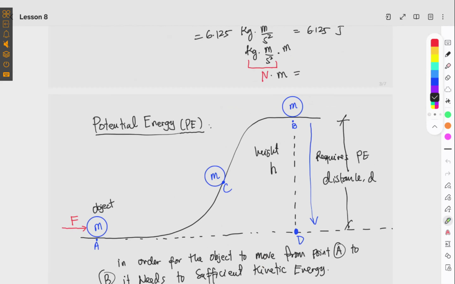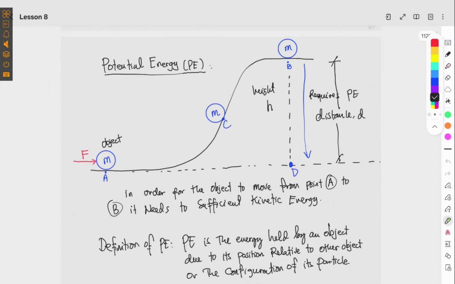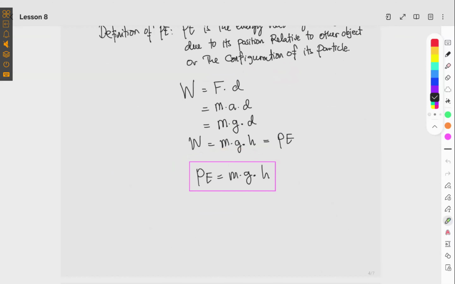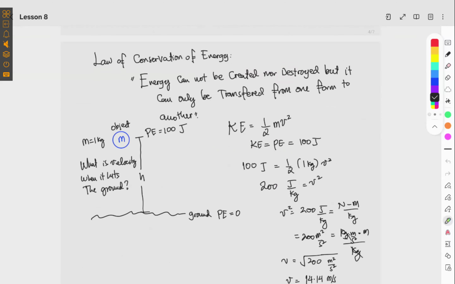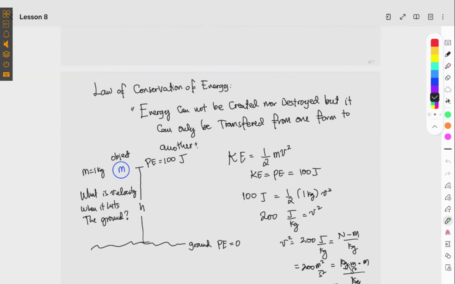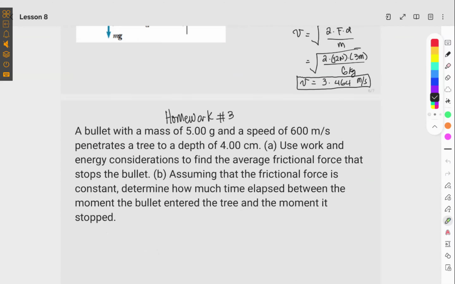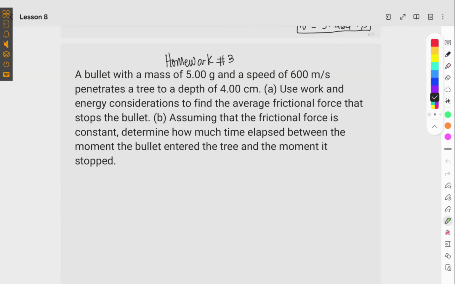Now, we also learned about potential energy, right? Potential energy is mass times gravity times the height. And you also learned about the law of conservation of energy: energy cannot be created nor destroyed, but it can only be transferred from one form to another. That's what the law of conservation of energy is. We did some examples, and I asked you to do homework number 3. I hope everybody submitted already.